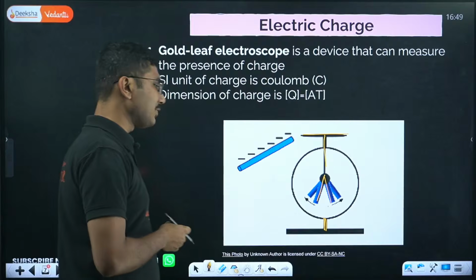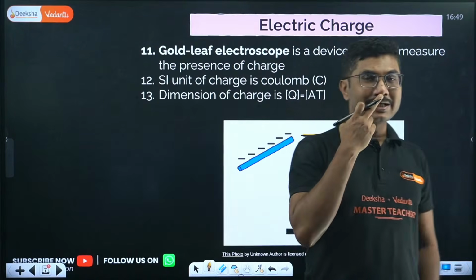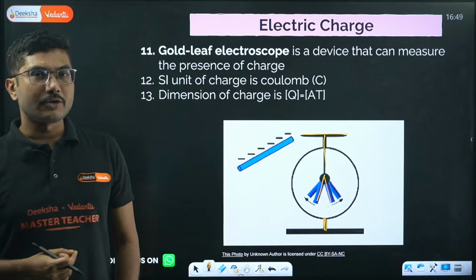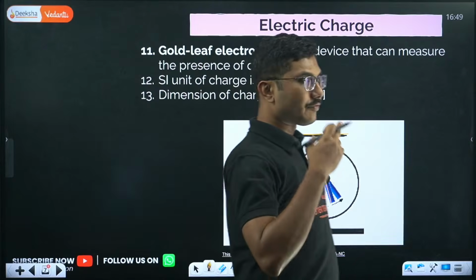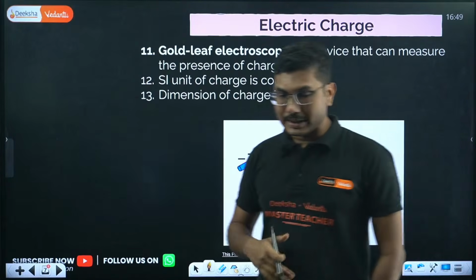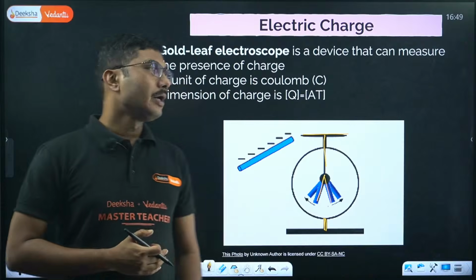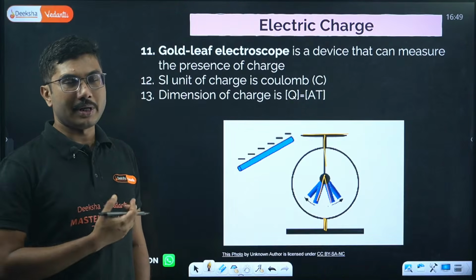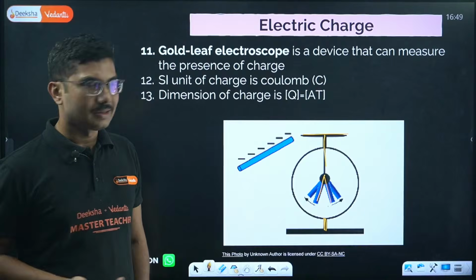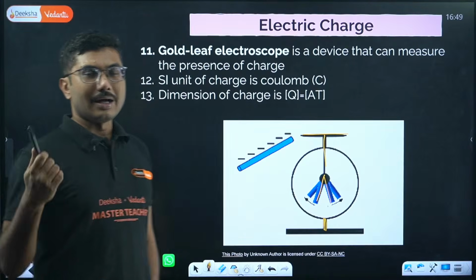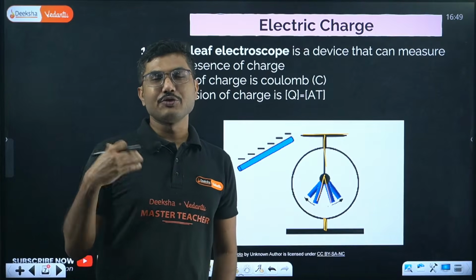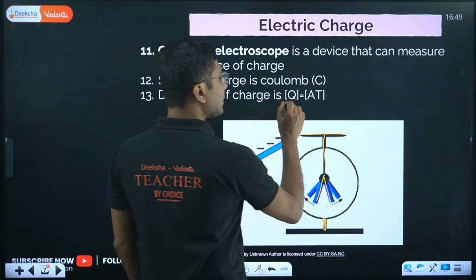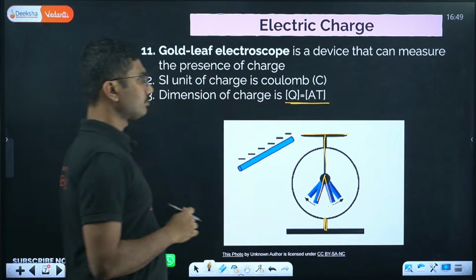Now, as I mentioned, charge is not considered a fundamental unit. In terms of units, current is considered fundamental. Now don't ask me why. There are a lot of reasons behind it, but the major thing you have to remember is that charge is not a fundamental quantity, but current is. So we know that current is charge divided by time. So charge is current into time.